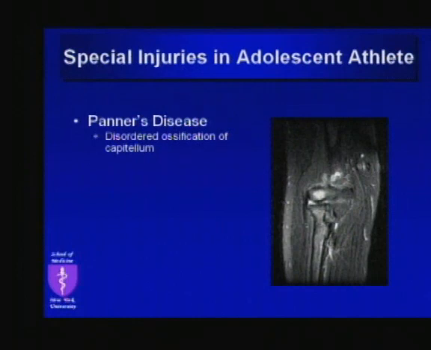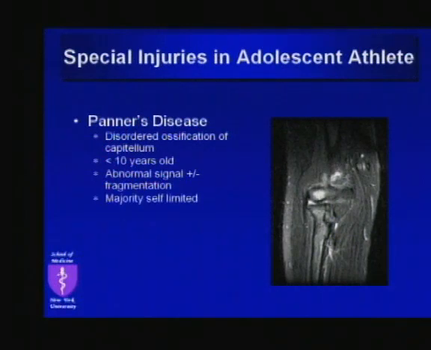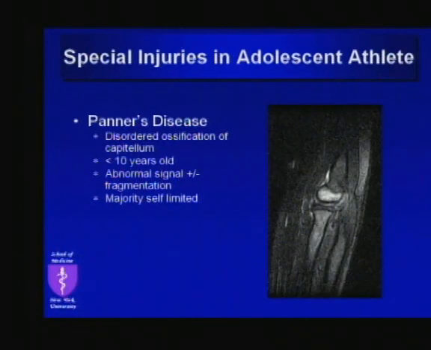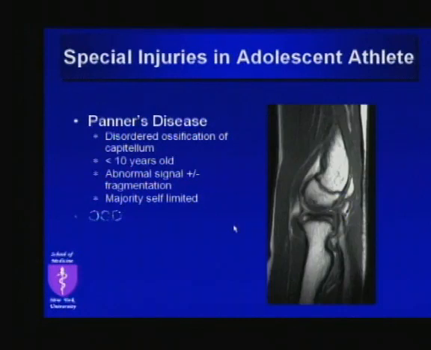Now, Panner's disease falls under that wastebasket of the osteochondroses, right? So this really represents a disordered ossification of the capitellum. You see it in young patients, usually less than 10 years old. And what you may see on imaging is abnormal signal plus or minus some fragmentation in that area. What's important is that the vast majority of these are self-limited, okay? So what you might see is just signal hyperintensity in the capitellum, and lo and behold, if you image him at a later point, that may disappear entirely.